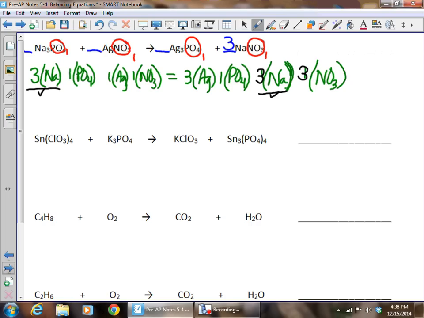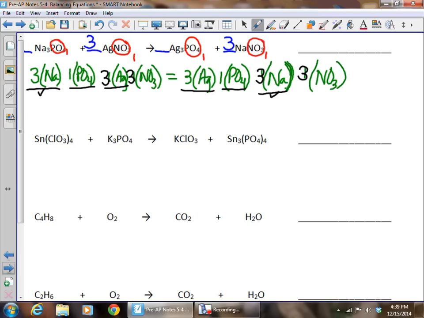So now my sodiums are good, at least for right now. So let's go on. We've got 1 phosphate on the left and 1 phosphate on the right, so that's good. 1 silver on the left, but 3 silvers on the right. So how can I fix that? The only thing I can do to get more silvers is to put a 3 in front in that blank, and that's going to change stuff. Remember, it changes it to 3 silvers, and it also changes it to 3 nitrates.